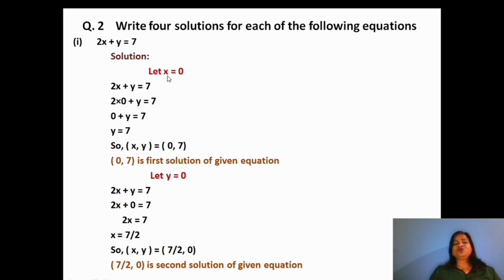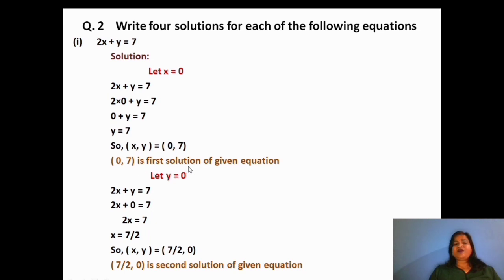Here we have assumed x is equals to 0. This is the equation which is given, 2x plus y is equals to 7. Here we have to put the value of x. 2 multiply 0 plus y is equals to 7. 2 multiply 0 will be 0. So we have written here 0 plus y is equals to 7, y is equals to 7. You can see x, y is equals to 0, 7, because 0 is the value of x and 7 is the value of y. So 0, 7 is the first solution of the given equation.